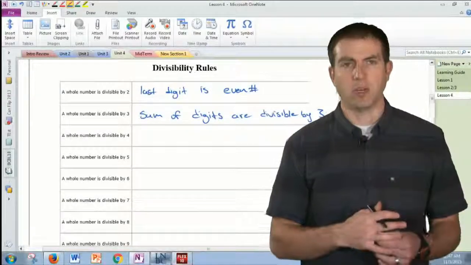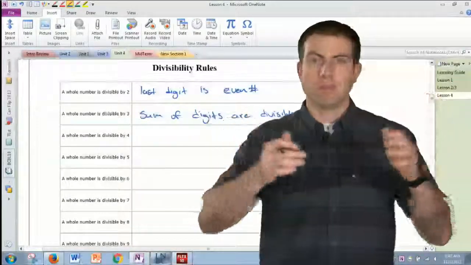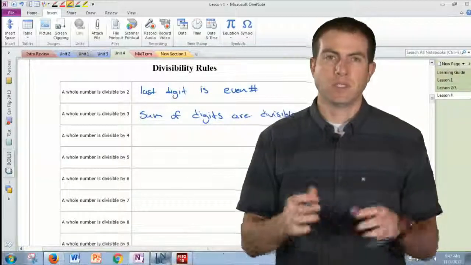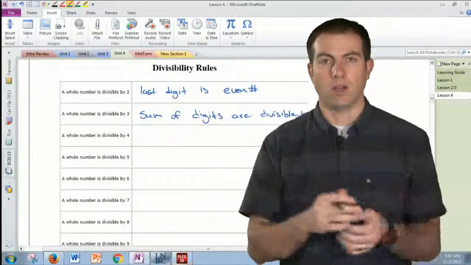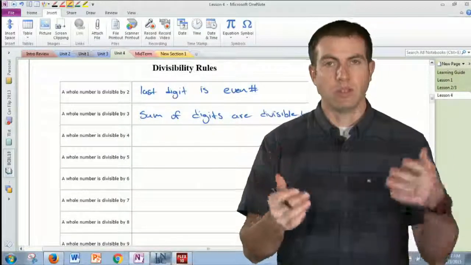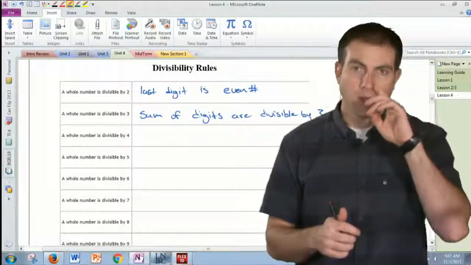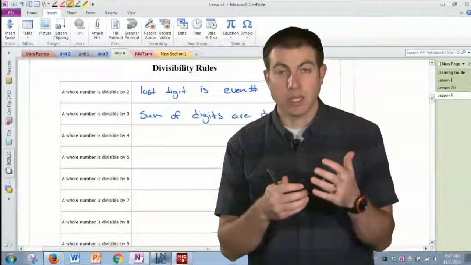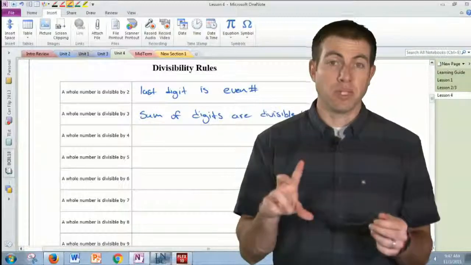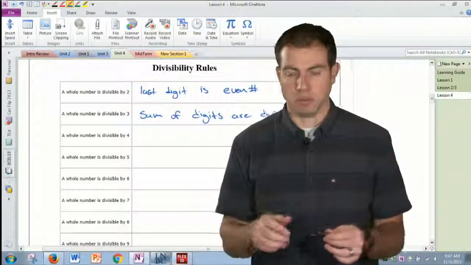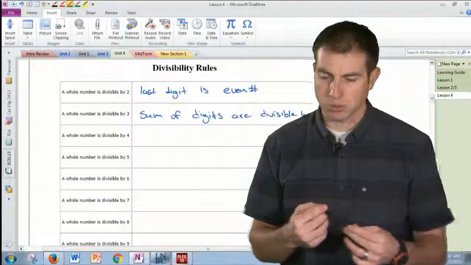So it's kind of a weird one. If you had a really big, long number, maybe like 6 or so characters long, like 373,422, if you added all those numbers together and they divide by 3, then that means the number is divisible by 3. Kind of a bit of a strange rule.